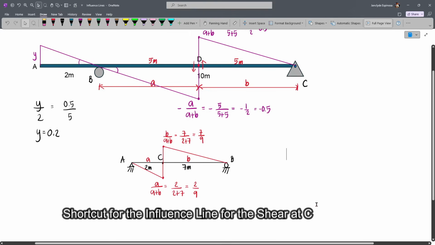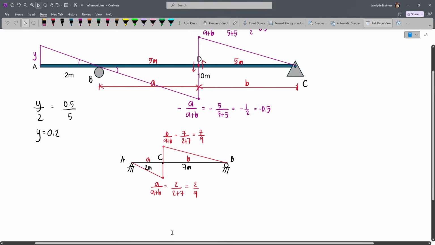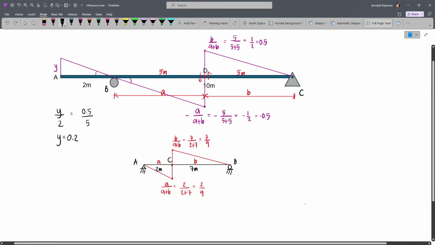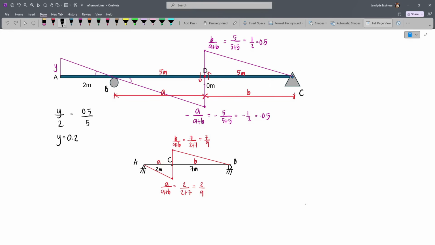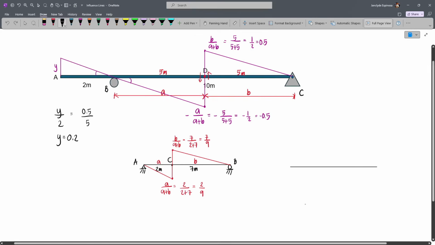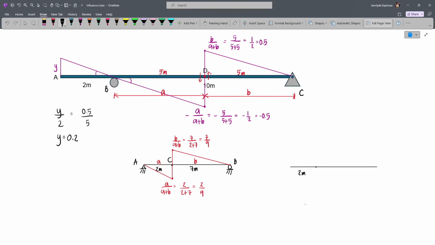Now if you want to check this for yourself, try to solve this using the actual method. Now for the reactions, the shortcut is just to draw the ordinate of the support automatically. Now let's say we'll consider this again. So we have 2 meters, and this is B, this is A, and this is C. We have a roller support here, and then a hinge support at C. Then if we are to draw the influence line for the reaction at the roller support, we can just automatically draw the ordinate, which will be upward. And this value will always be 1, depending on the support you're considering.